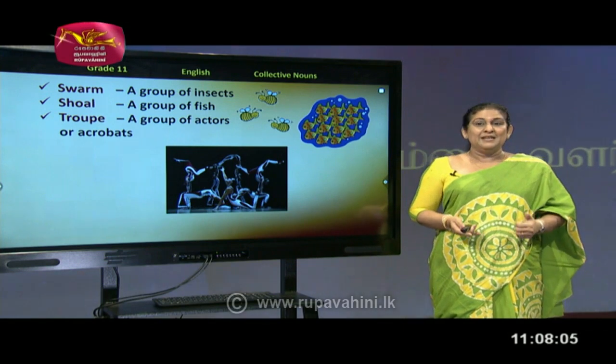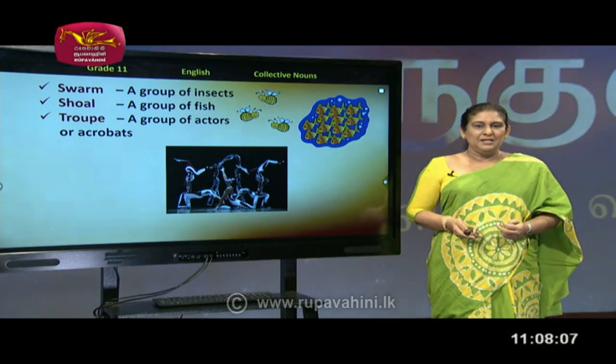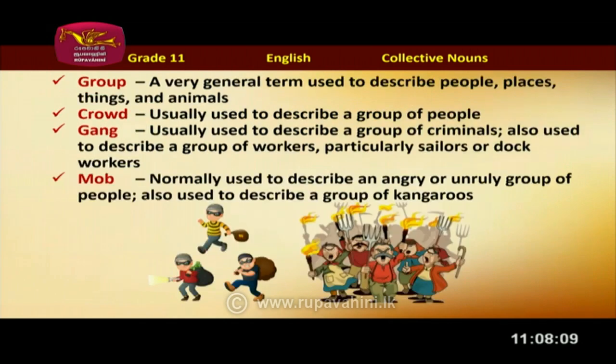So we have learnt swarm, shoal and troop. We have some more words, children. This time we describe people using these words. Group, crowd, gang, mob. Let us see the differences in these words.